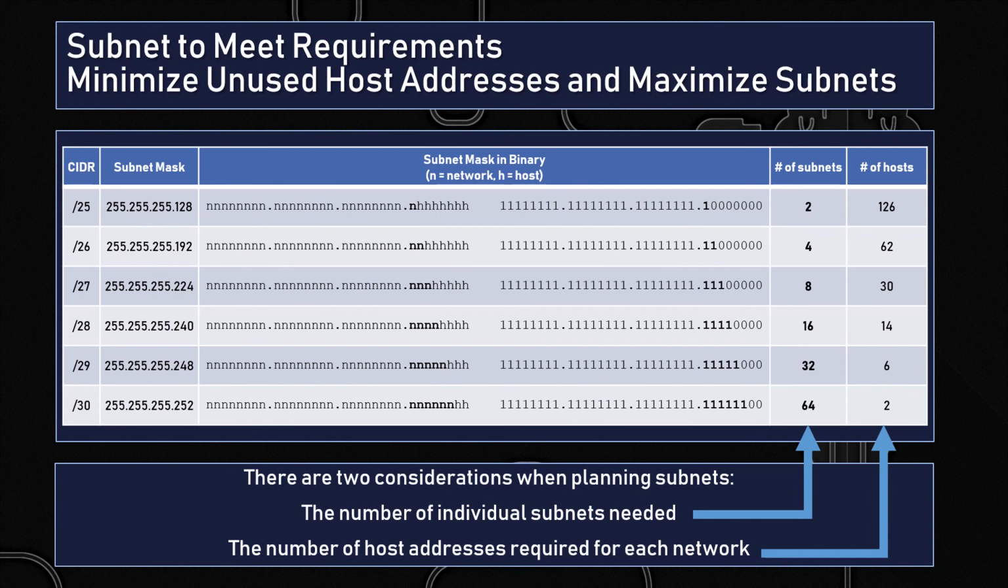Here we can see the subnets being tracked for the maximization of our subnets and minimizing of wasted host addresses. We have to consider the number of individual subnets we need and the number of hosts required for each network to be successful. So let's say we've got to handle 100 hosts. We have to look at a /25 because we need at least 100, and the closest to that is going to be 126. 62 is way too low. If we needed 20, then we would be looking at a /27 because 30, while high, is still not too wasteful, and it covers more than the /28, which would only be 14.